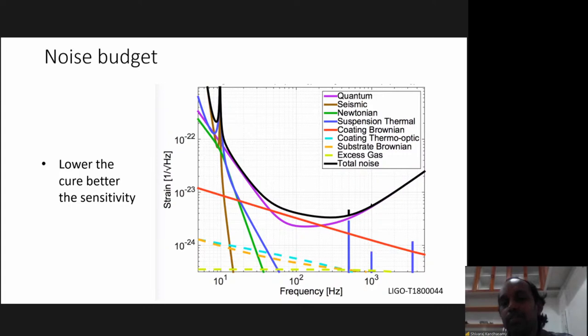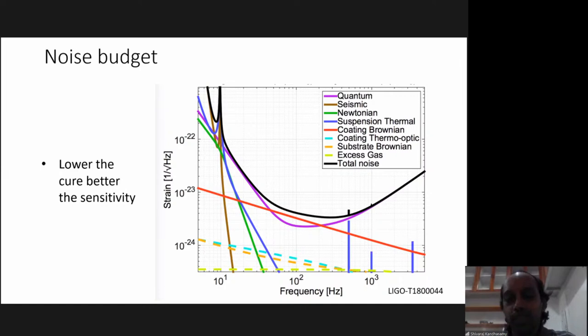And we also have these new technologies called squeezing, where you can reduce this shot noise by making the light in a special state, such that you are not affected by this grainy nature, at least in the high frequency region.